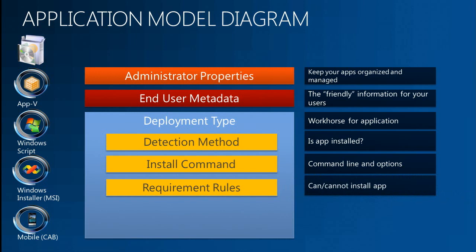Requirement rules. Think of these as prerequisites. System attributes, typically the Windows version, amount of physical memory, disk space, those types of things, can be built into these application objects along with these deployment types so that we can make some smart decisions as to whether or not the software is appropriate to be installed and the system can handle it.